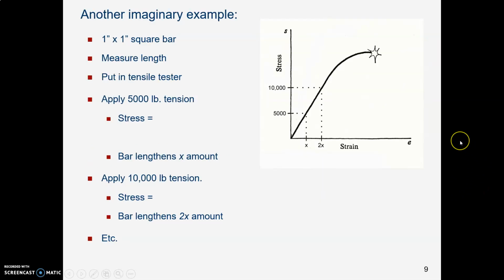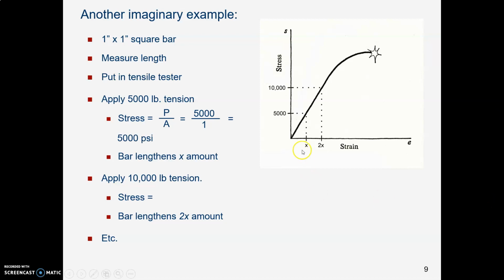Here's another example. Let's say we have a 1x1 square bar, and we'll put it in a tensile tester, and we'll put a load of 5,000 pounds on it. So how much is the stress, by the way? Force of 5,000 pounds, area of 1 square inch, so we must have a stress of 5,000 psi.